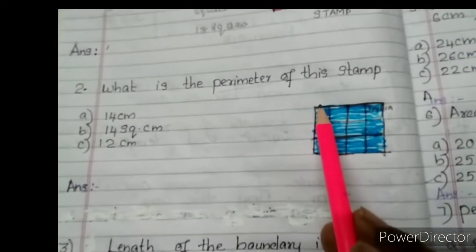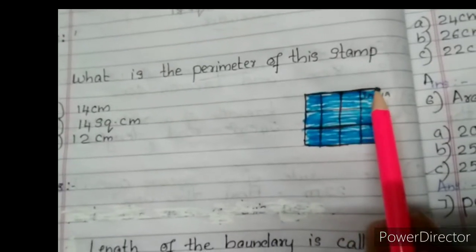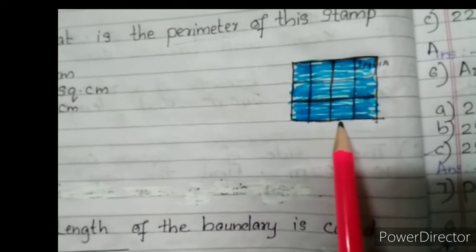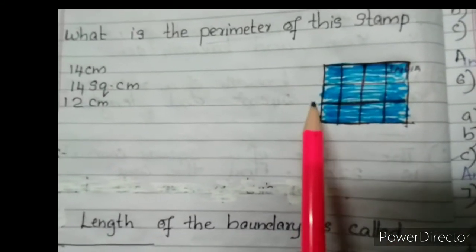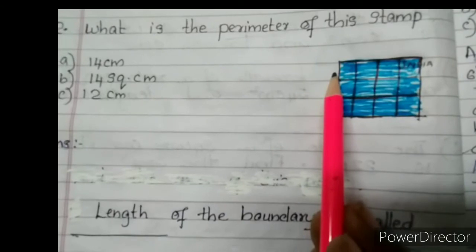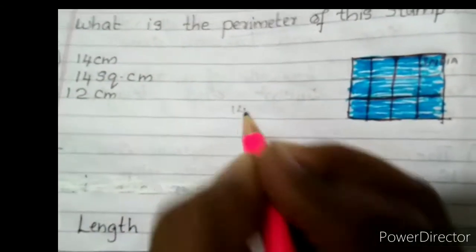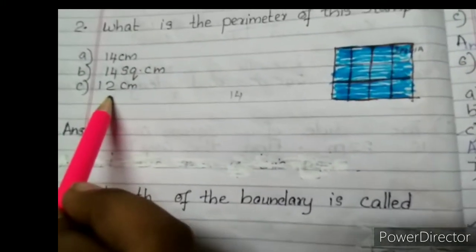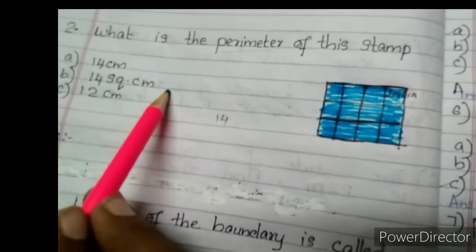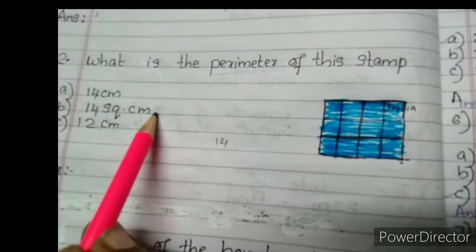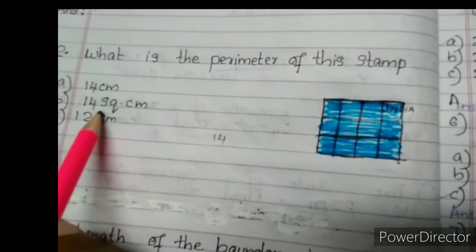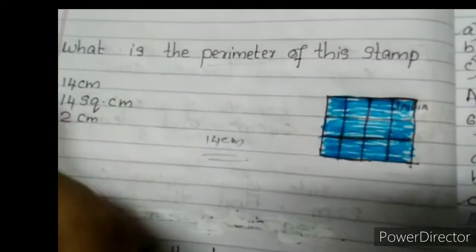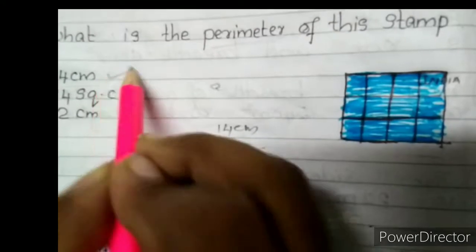Length, how much? 1, 2, 3, 4, 5, 6, 7, 8, 9, 10, 11, 12, 13, 14. How much? 14. What's the answer? 14 centimeter, 14 square centimeter, or 12 centimeter? Square centimeter is area. The area is measured in square units. That's why the answer is 14 centimeter. The second question, answer A.